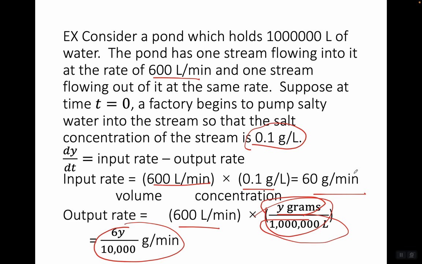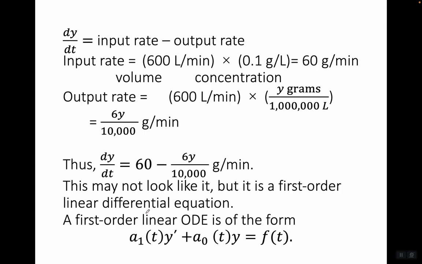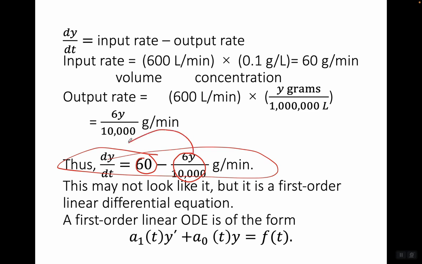So this is the input rate. This is the output rate. Subtract them, and you're going to get this, okay? The input rate, 60, minus the output rate, 6y over 10,000. This may not look like it, but it's a first-order linear differential equation. We call it a first-order linear ordinary differential equation if it is of this form, so we're almost of that form. We basically just need to move that to the other side.